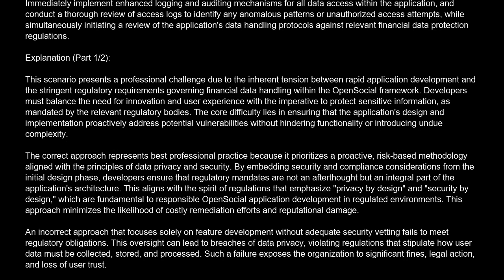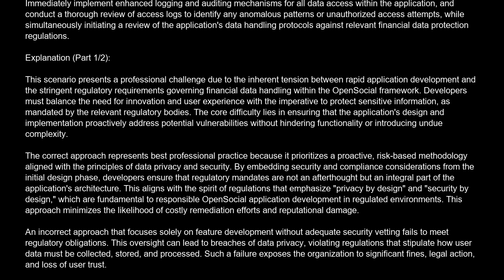The correct answer is C. Immediately implement enhanced logging and auditing mechanisms for all data access within the application, and conduct a thorough review of access logs to identify any anomalous patterns or unauthorized access attempts, while simultaneously initiating a review of the application's data handling protocols against relevant financial data protection regulations.